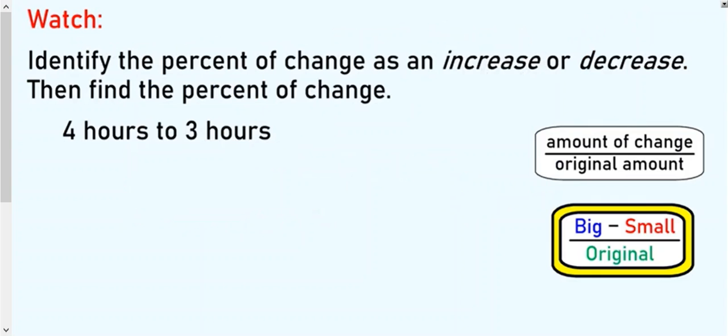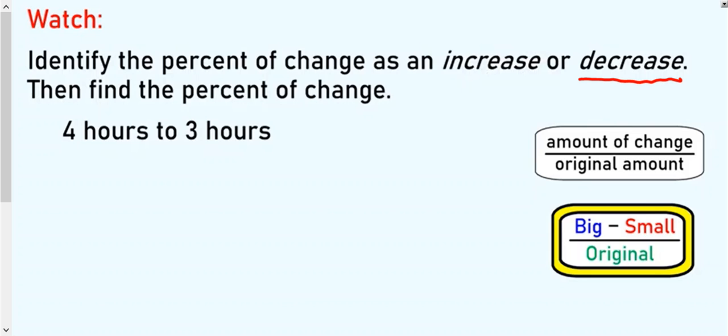Alright, this one I would just like you to watch as I work through this problem. So this one says, identify the percent of change as an increase or decrease, then find the percent of change. Okay, so our first task is to look at our numbers. We have 4 hours to 3 hours. Okay, so we're going to ask ourselves, is our original number getting bigger or is it getting smaller? In this case, it's going from 4 hours to 3 hours, so it's getting smaller, so it's going to be a decrease.